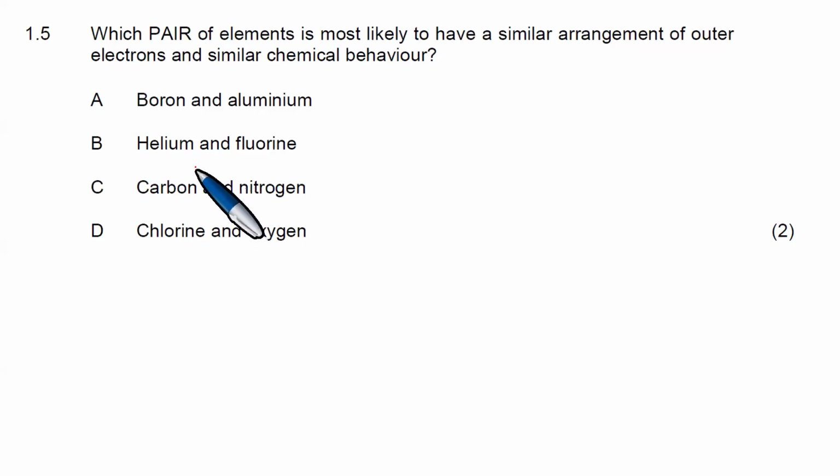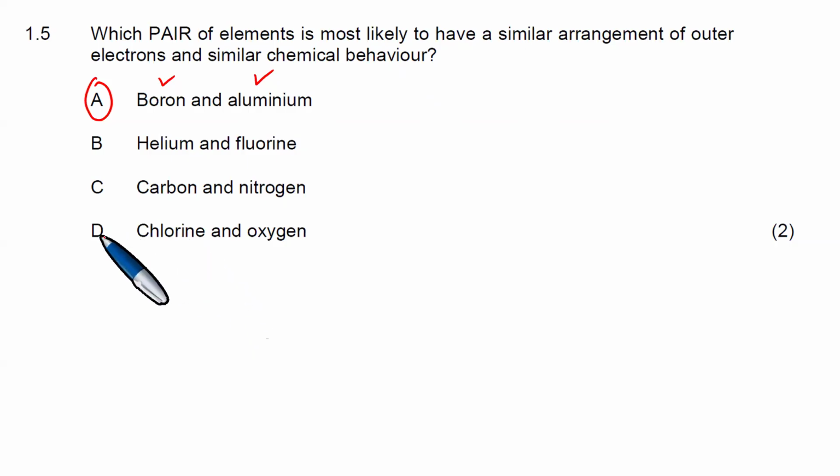Right, obviously in view of the periodic table, it is very clear that it is option A, such that you have boron and aluminium. Boron and aluminium are likely to have the similar arrangement of outer electrons and similar chemical behavior. The rest are very, very different from each other.